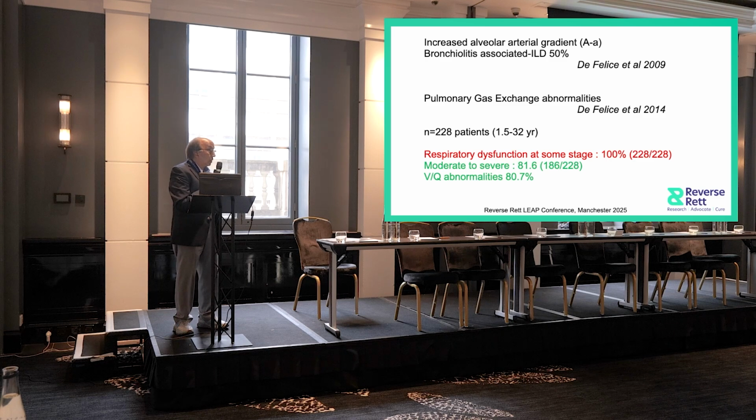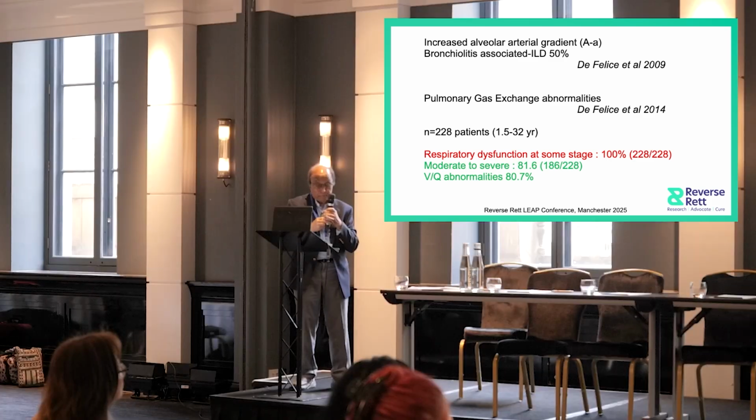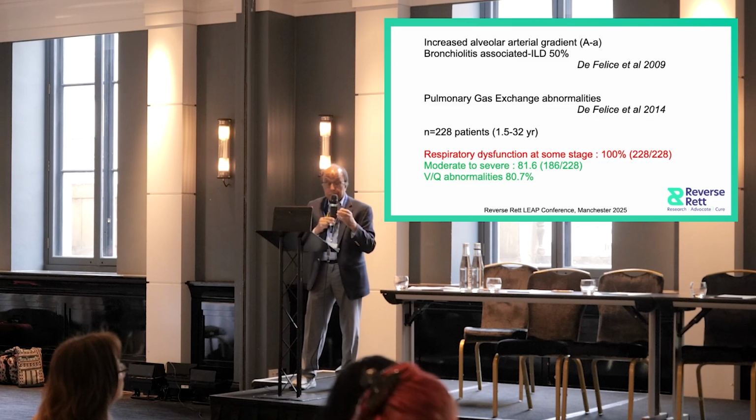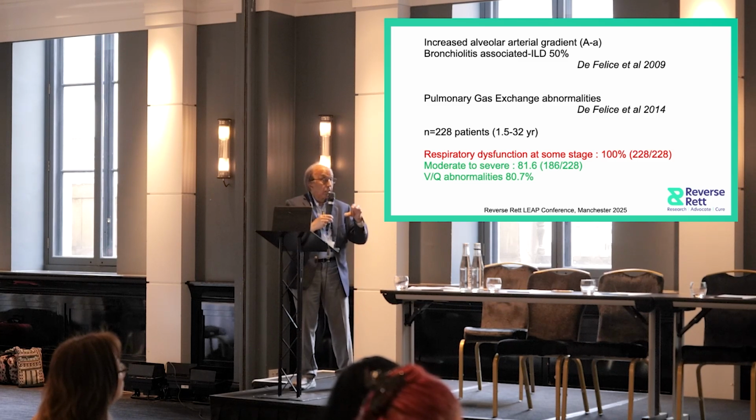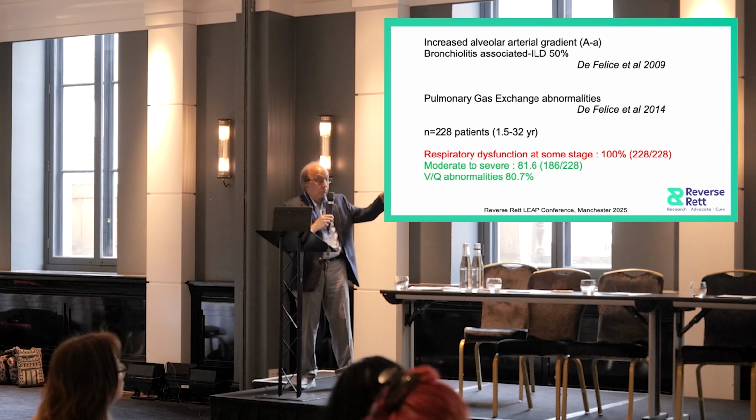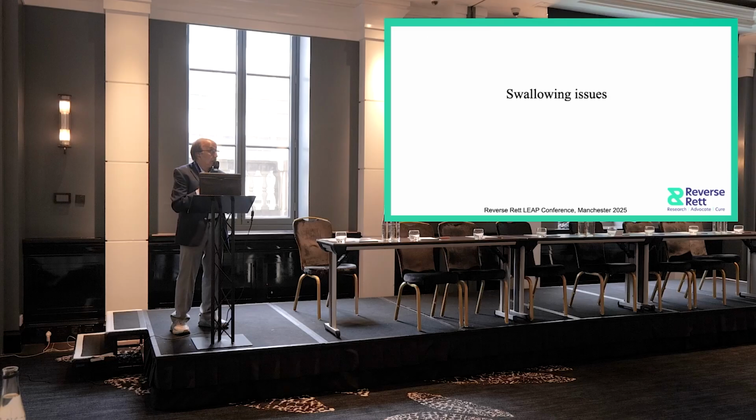Other things have been reported in these patients. Interstitial lung disease is another problem. Gas exchange abnormalities, for example, have been reported in these patients. And respiratory function at some stage, in 228 patients, showed moderate to severe problems in 80%, and ventilation perfusion abnormalities we talked about earlier in 80% of patients.